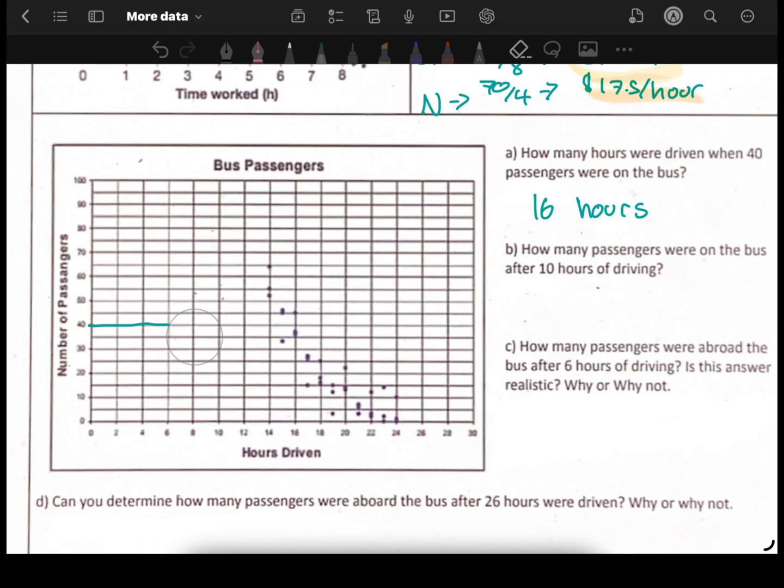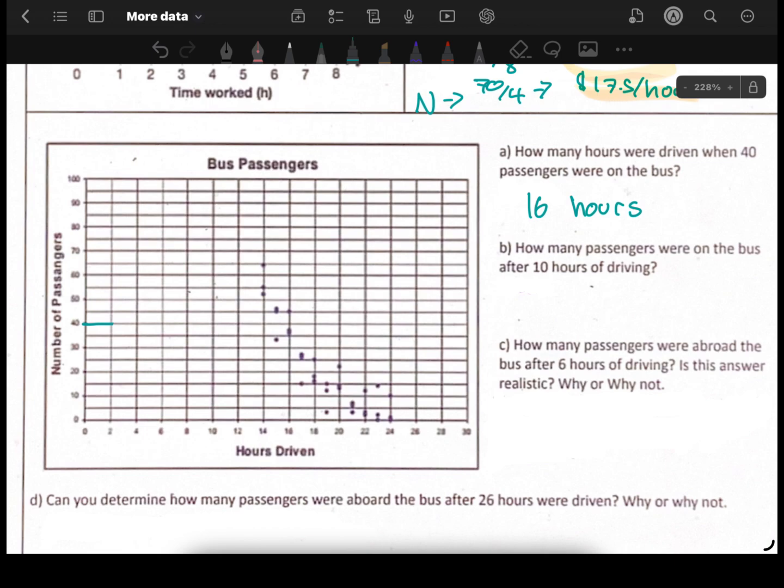Next, it's asking us how many passengers were on the bus after 10 hours of driving. If we look at 10 hours, which is right here, we can see that it doesn't actually equate to any point. So it's none.